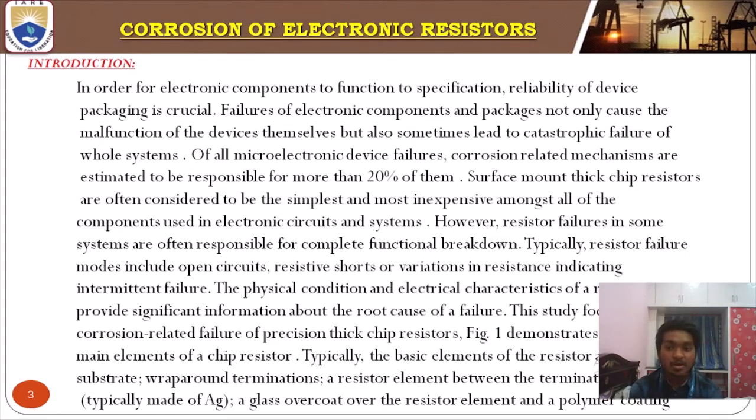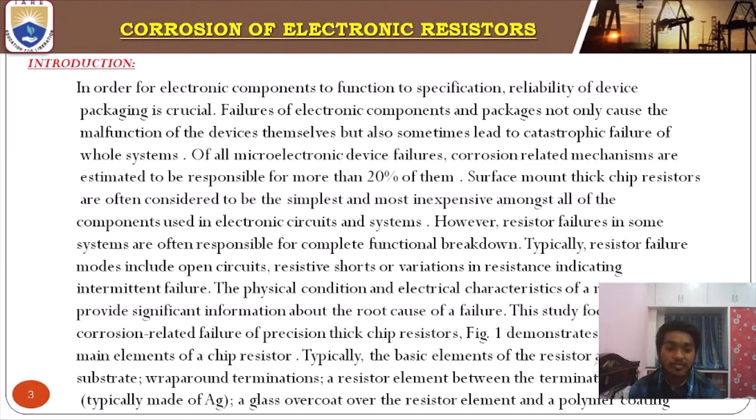Surface-mounted chip resistors are often considered to be the simplest and cheapest among all of the components used in electronic circuits. However, resistor failures in some systems are responsible for complete functional breakdown. Typically, resistor failure modes include open circuits, resistive shorts, or variations in resistance indicating intermittent failure. The physical condition and electrical characteristics of resistors may provide significant information about the root cause of failure. This study focuses on corrosion-related failure of precision thick chip resistors.